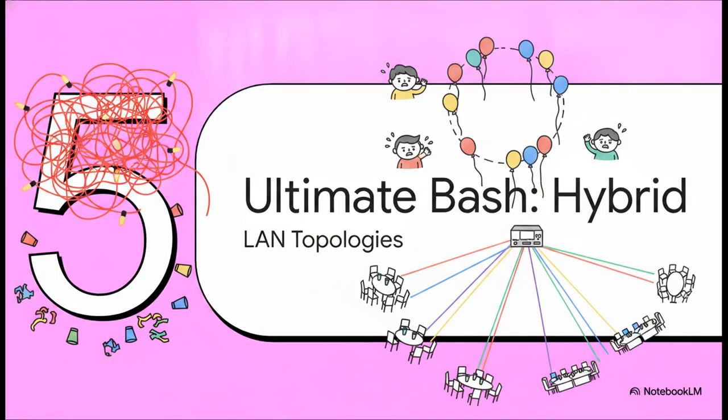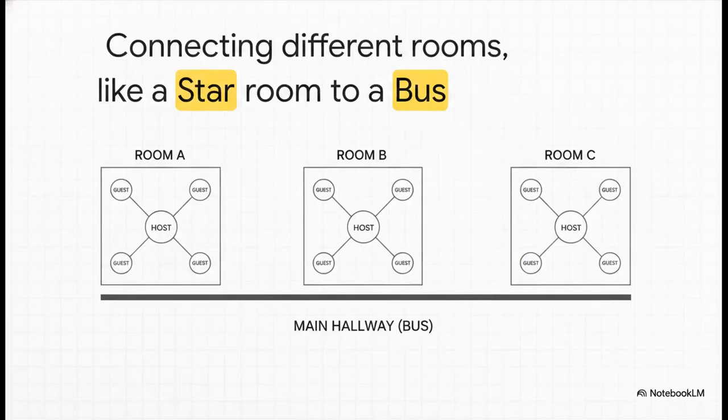Finally, number 5, the ultimate bash, or the hybrid topology. So a single long table is too chaotic, the circle is too fragile, the host gets overwhelmed, and the direct strings are just a messy nightmare. What do network engineers actually do in the real world? They mix and match. Imagine a sprawling mansion party. You might have several small, distinct rooms where nodes are arranged in a star configuration, all talking to a local host.